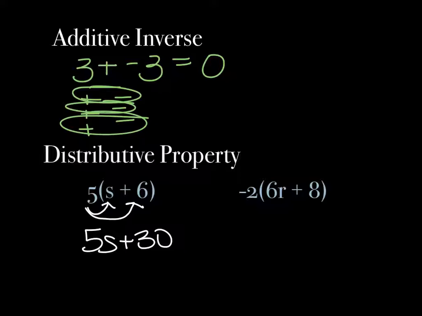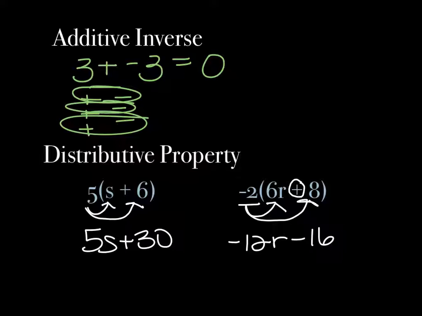The second example, negative 2 times the quantity 6r plus 8. So I'm going to take my negative 2 and multiply it by 6r. Negative 2 times 6r is negative 12r. And then I'm going to take negative 2 and multiply it by 8, which is negative 16. You can also keep your addition sign there, and you could do negative 2 times 6, which is negative 12r. Keep your addition sign, and then say that negative 2 times 8 is negative 16, because those answers are in fact the same thing.